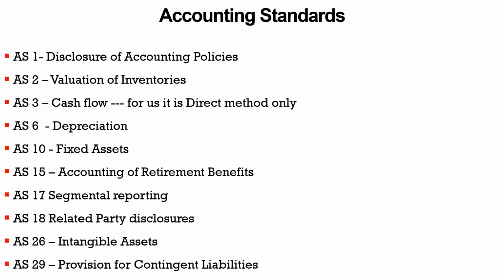So AS1 is for disclosure of accounting policy. AS2 is valuation of inventories, which is not applicable to us; we do not use it. AS3 cash flow. AS6 depreciation. AS10 fixed assets. AS15 accounting of retirement benefits. AS17 segmental reporting. AS18 related party disclosure. AS26 intangible assets. AS29 provision for contingent liabilities. Other accounting standards also, just go through, just remember the name and the number.